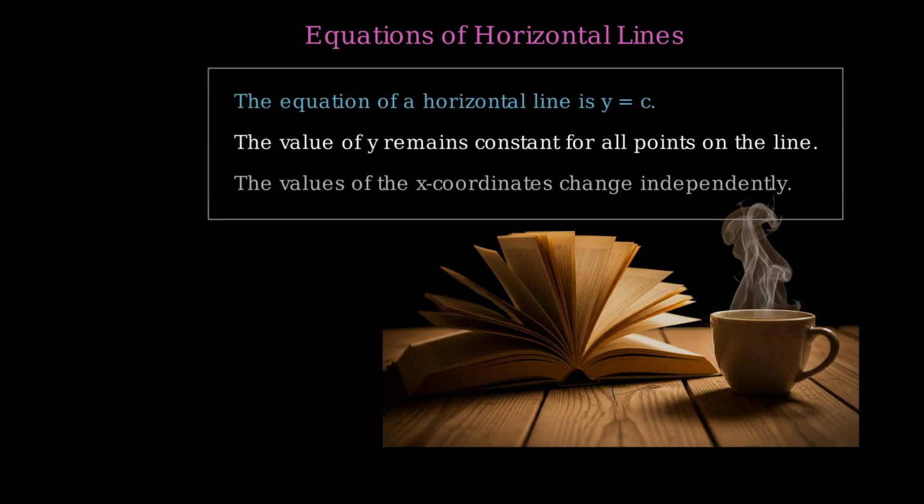The equation of a horizontal line is written in the form y equals c, where c is a constant fixed number. On a horizontal line, the values of the x-coordinates are completely different for each point, but the values of y stay exactly the same all the way through.